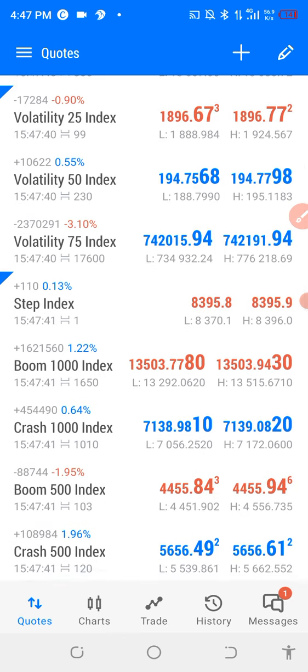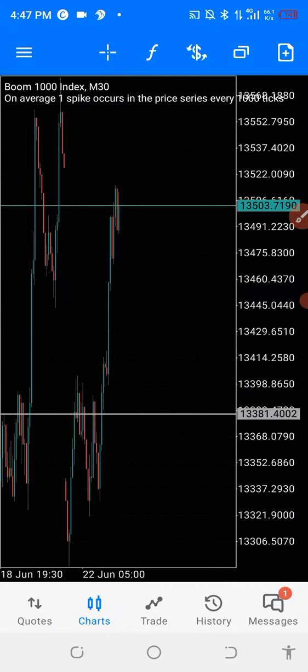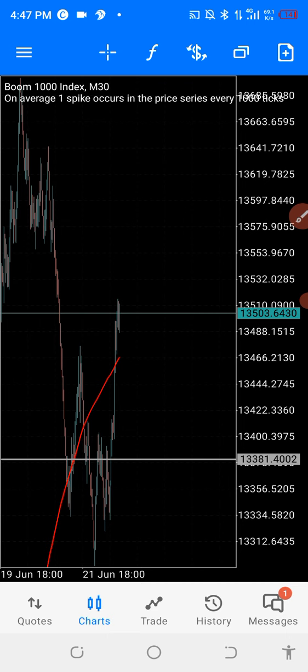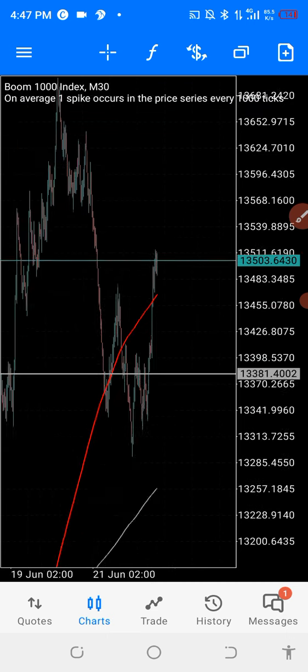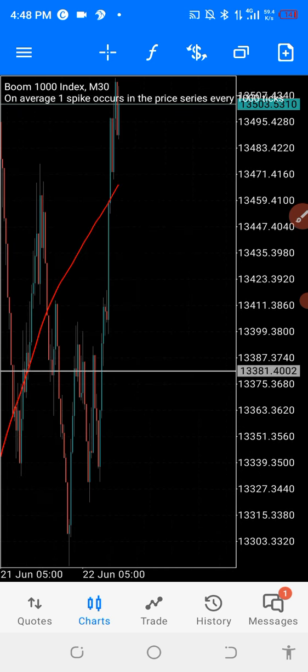Then there's what is called Boom and Crash. Okay, this is Boom and Crash. It moves as the word implies: Boom. That means it moves up very fast, very, very fast. And when it's coming down, it comes down sluggishly. If it wants to move now, it can give you a very, very massive movement upward.